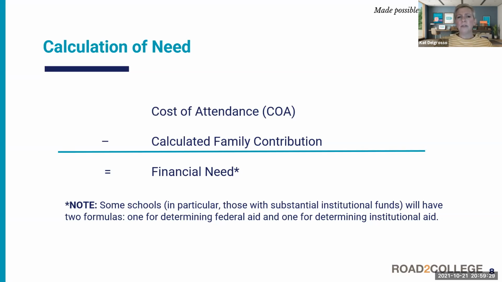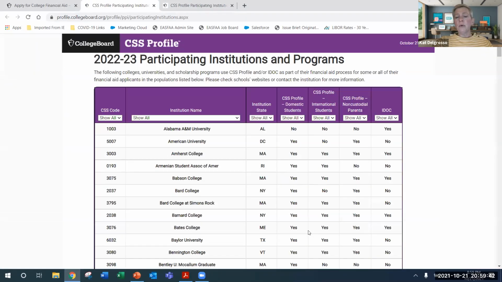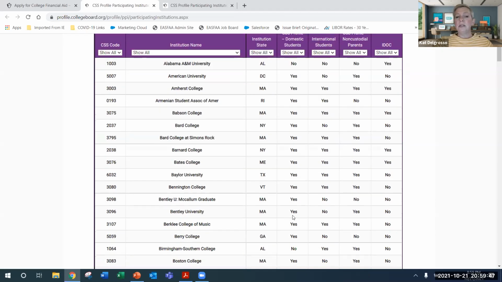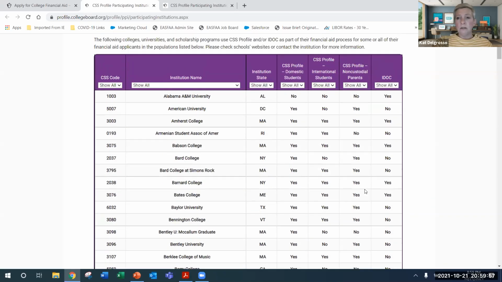So I just want to paint that picture early, because even though you have to fill out another form for a school through the CSS profile, based on the list that I showed you here, just know that there's a good reason for it. These schools on here, there's about 275 colleges, and some scholarship organizations too, have a lot of money to spend, and they want to spend it as equitably as possible among everyone applying in that year.